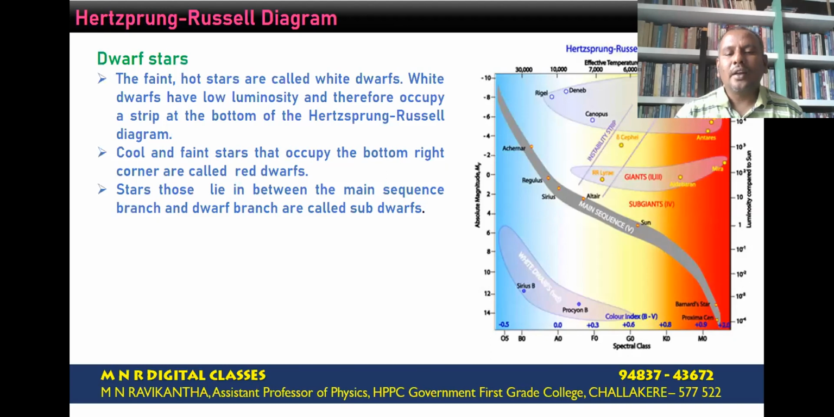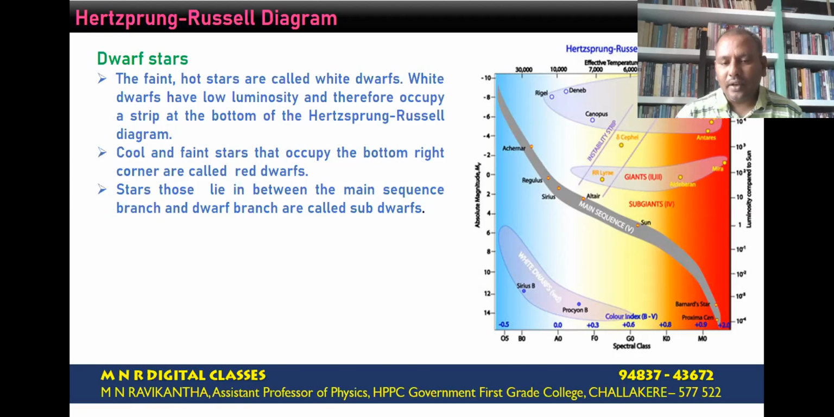Next are the stars which lie below the main sequence stage. They are called dwarf stars. The faint and hot stars are called white dwarfs. So faint, with lesser luminosity, they occupy the bottom. Hot means to the left side. So faint and hotter stars will occupy the lower bottom left corner of the diagram and are called white dwarf stars. White dwarf stars have low luminosity and therefore they occupy a strip at the bottom of the HR diagram. The cool faint stars that occupy the bottom right corner are called red dwarfs.